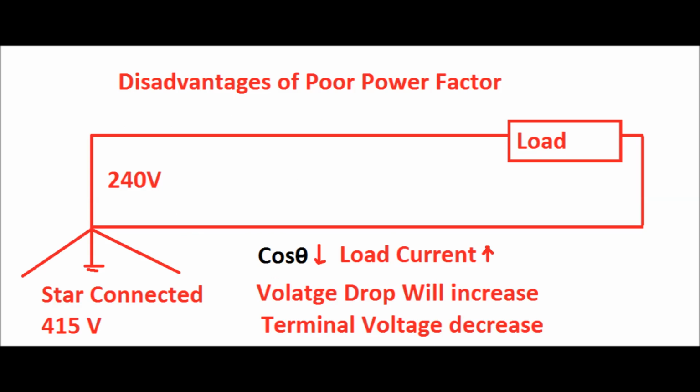Now since the current increases due to poor power factor, there will be more voltage drop, that is, the voltage drop in the line will increase. So the terminal voltage on the load side will decrease. That will result in poor voltage regulation of the system, and that is why most utilities impose a penalty on consumers for poor power factor.